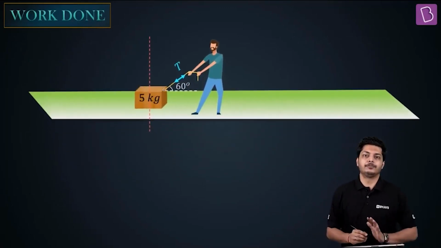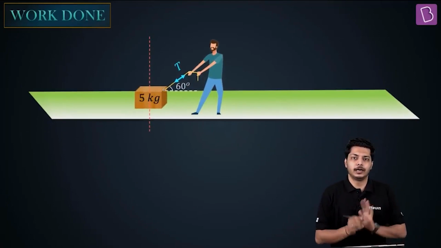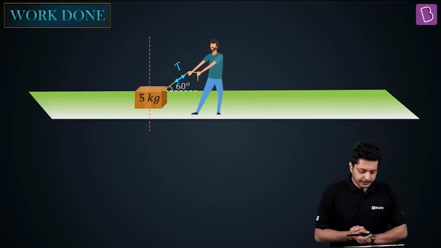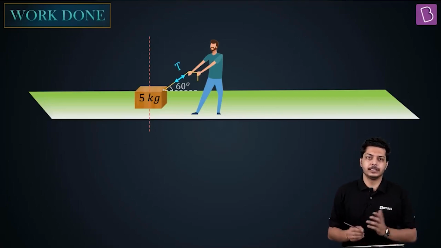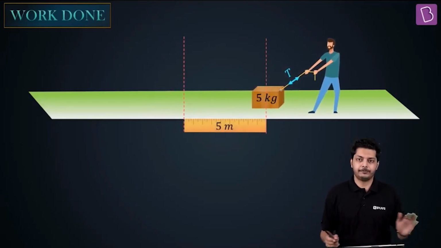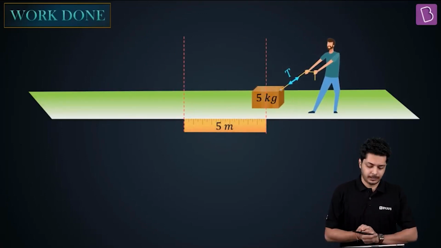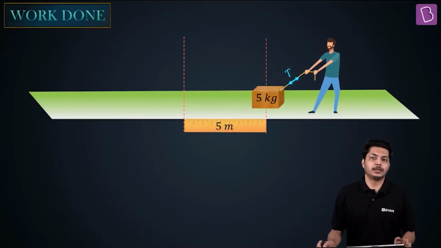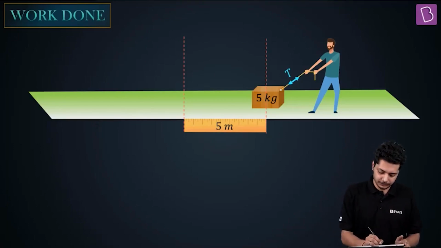Man is applying a force on the block through a rope. By the tension of the rope, the block moved a distance of 5 meters. Now, before we move further in this question, first of all, watch this.